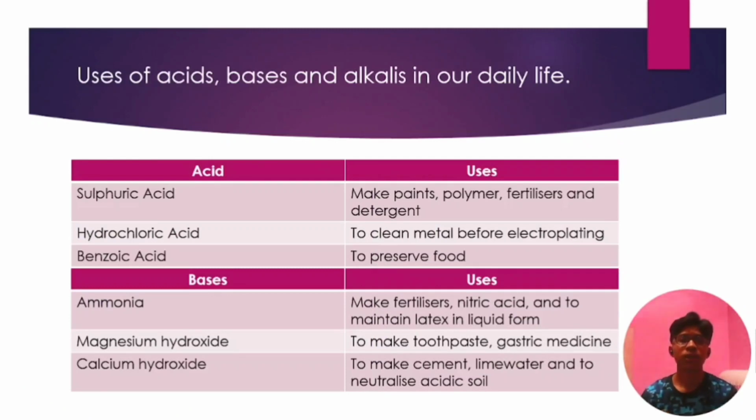Next, I am going to share with you guys about the uses of acid, base, or alkali in our daily life. For acid, we have sulfuric acid, which can be used to make paint, polymer, fertilizer, and detergent. Next, we have benzoic acid that can be used to preserve food. For base, we have ammonia that can be used to make fertilizer, nitric acid, and fermented latex in liquid form. Other than that, we have calcium hydroxide, which can be used to make cement.